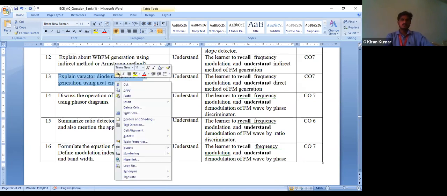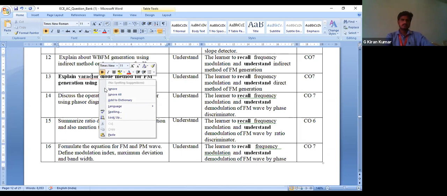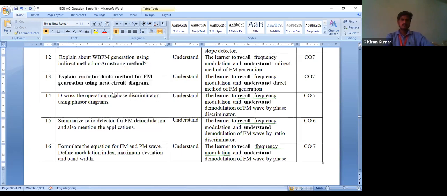I'll go to the notes after discussing this varactor diode method. It is in the direct method, I think, yes. Varactor diode method means it is in the direct method. Yes, in the direct method we discussed it, so this question comes under the direct method.